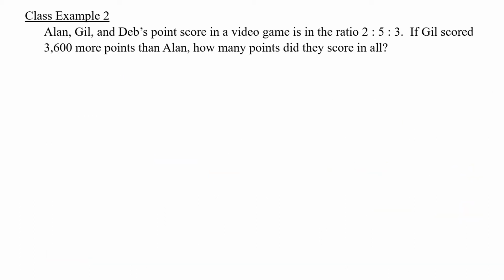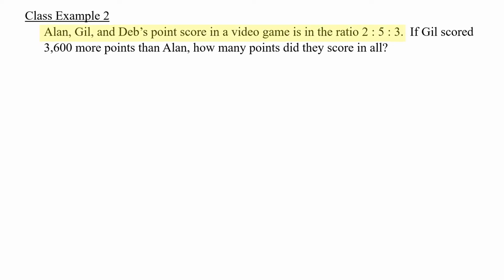Number 2. This is about Alan, Gil, and Deb. It says Alan, Gil, and Deb's point score in a video game is in the ratio 2 to 5 to 3. If Gil scored 3,600 more points than Alan, then how many points did they score in all? So I know it's about a video game. It's asking me to figure out how many points total they had. So let's go back and read it again.